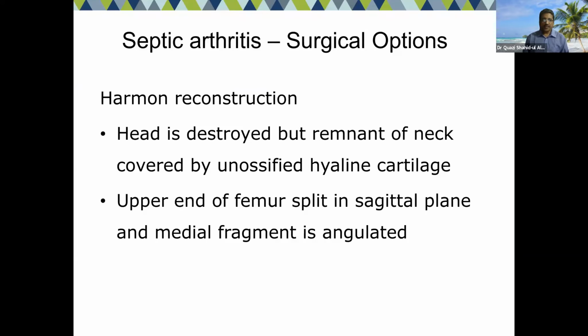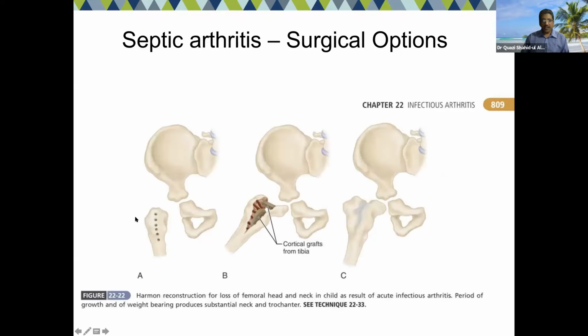Another surgical option is hinge reconstruction. It is specifically indicated when the head is totally destroyed, but fortunately the remnants of the neck are still covered by some unossified hyaline cartilage. Here what we do, we do a sagittal split in the upper proximal femur. Then we split it and maintain that split with the help of some bone graft taken from the tibia, and the medial projected part is entered into the acetabulum with the hope that it will act and look like a head with regular follow-up.